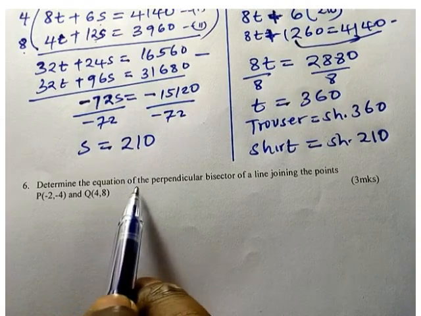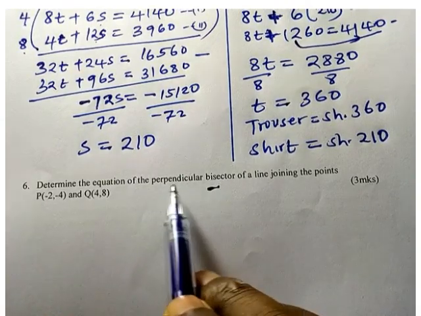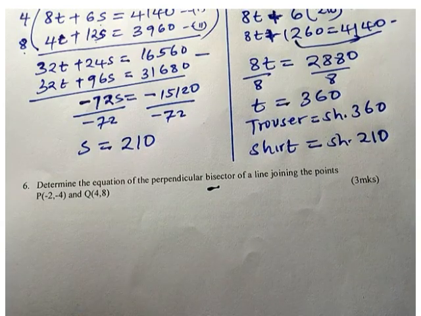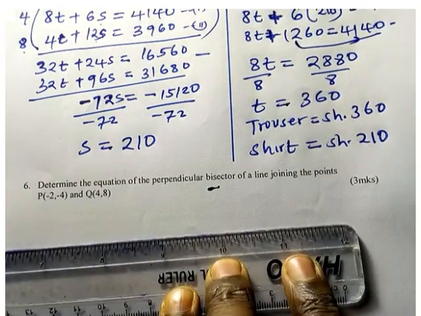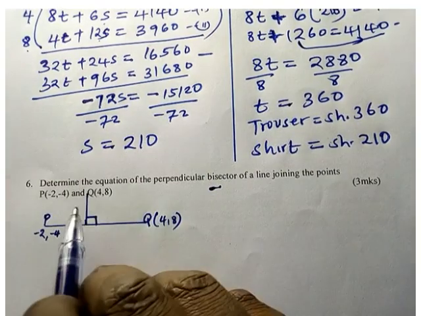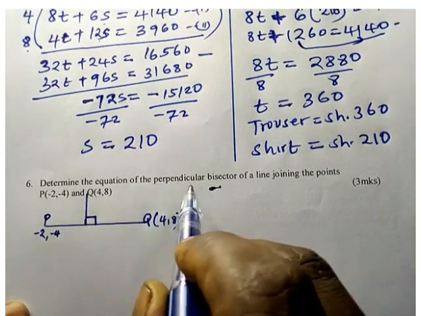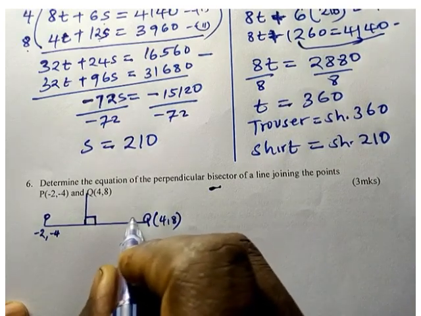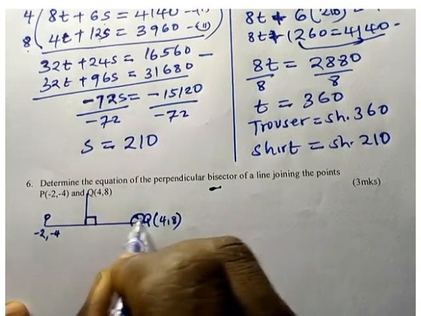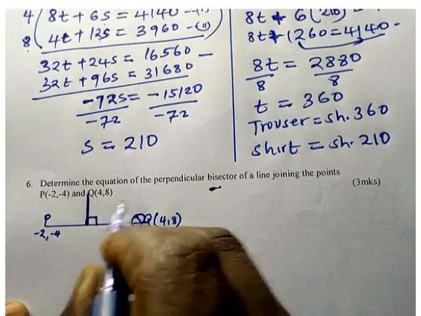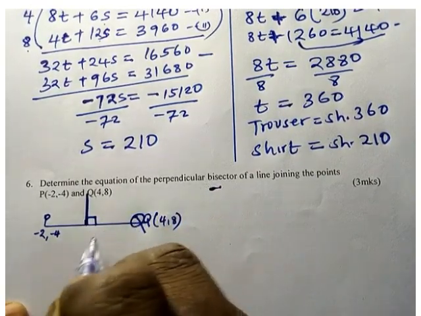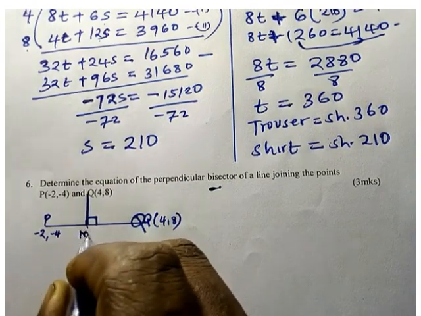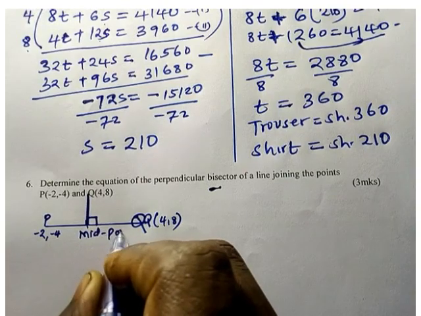Determine the equation of the perpendicular bisector of a line joining the 2 points P and Q. So we have 2 points. Let me draw them. When we are drawing a perpendicular bisector, remember it cuts the line PQ at the center, in the middle. It bisects the line into 2. So these 2 give us the midpoint.